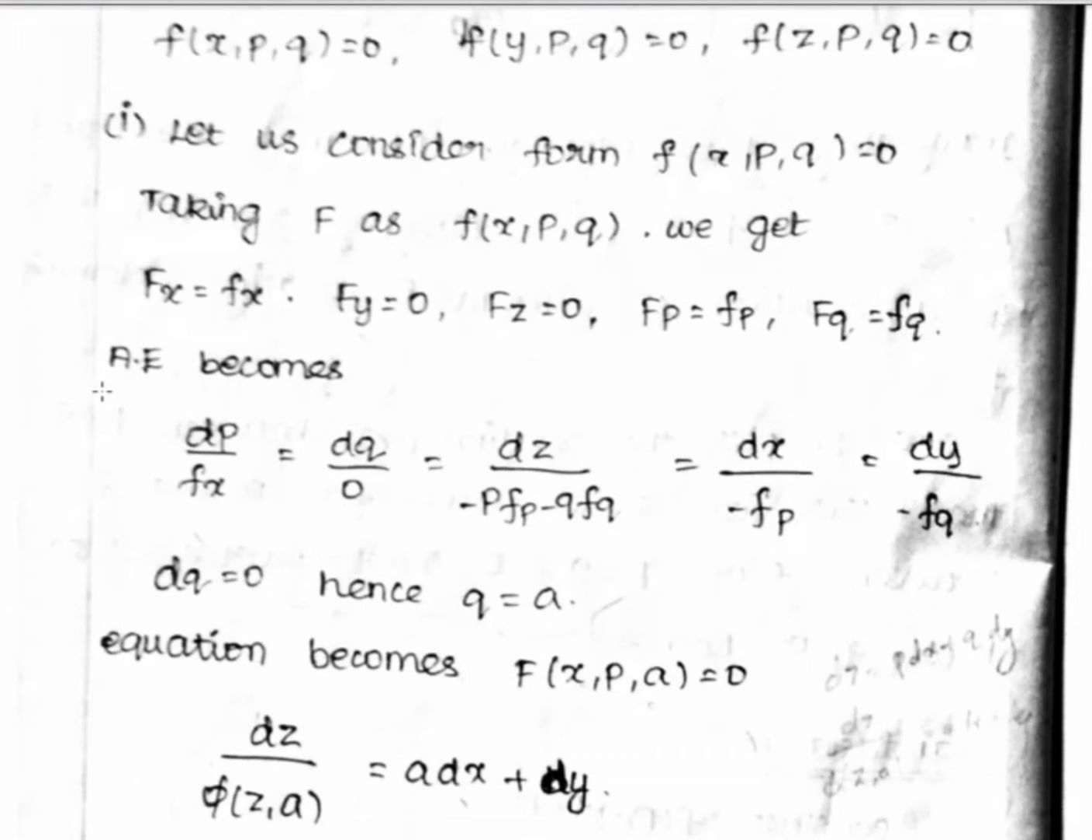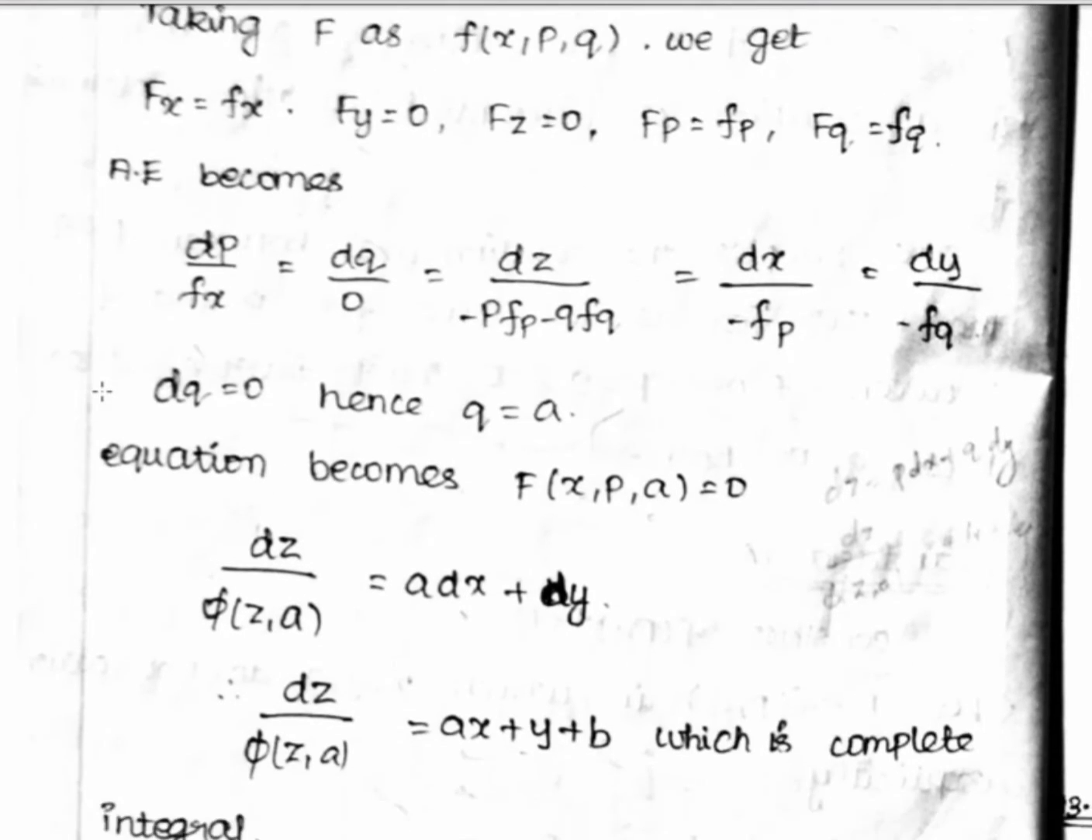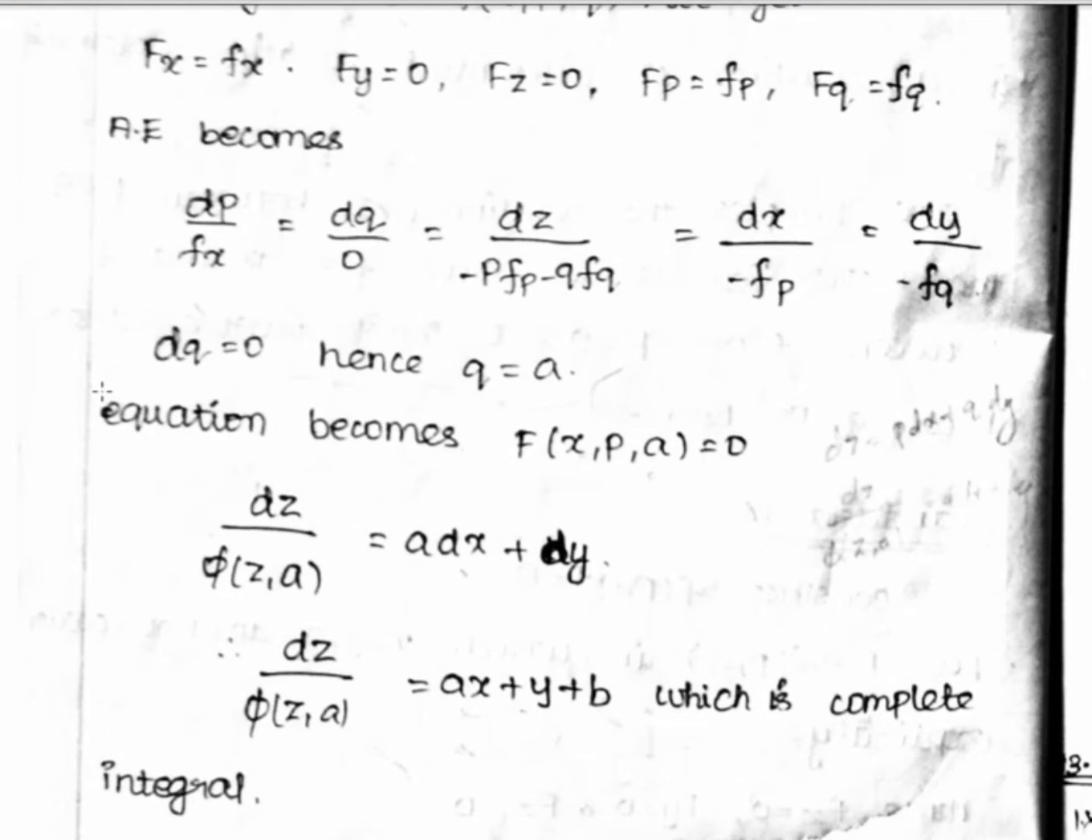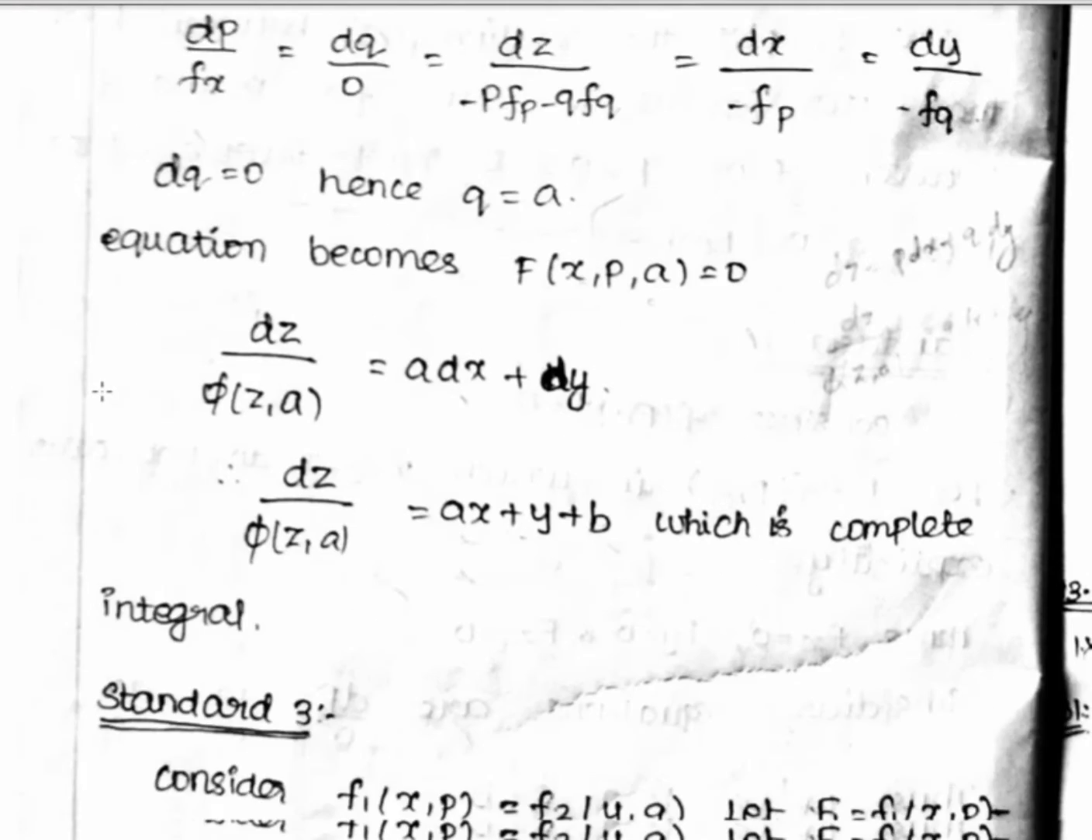So dq by 0 equal to 0, dq equal to 0 means q equal to a. You have to substitute q equal to a here. In the fourth unit you know that for the z p q type you substitute u equal to ax plus y. Finally you replace u in terms of ax plus y. Similarly, by the same method you use it here. So dz by a function of z and a, a dx plus dy. You integrate that term and you get ax plus y plus b, which is a complete integral solution for the second type.